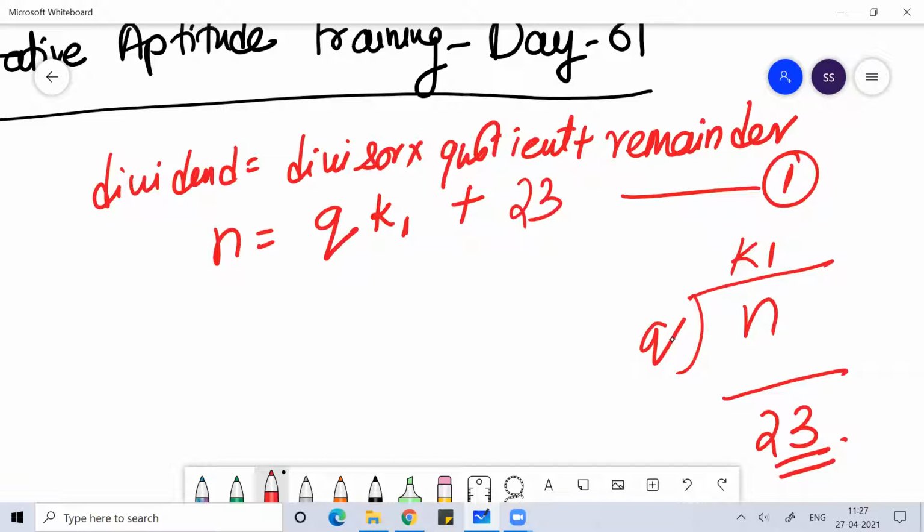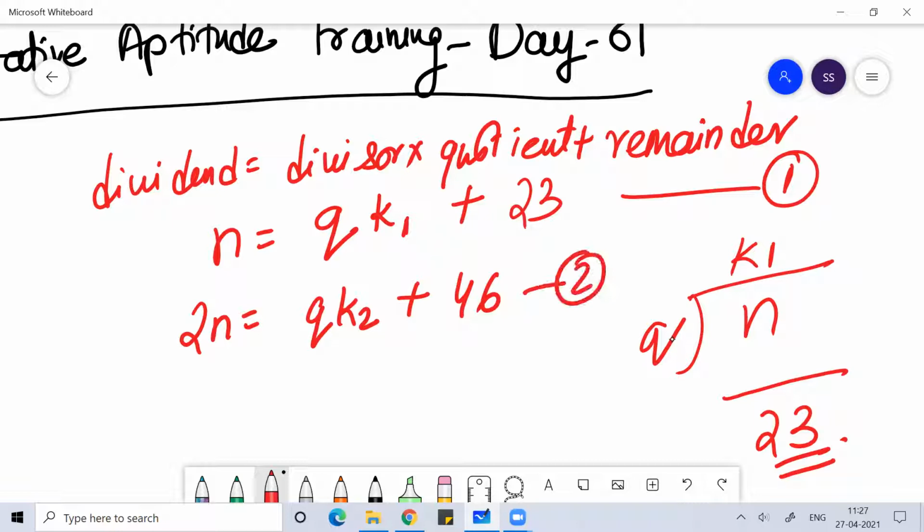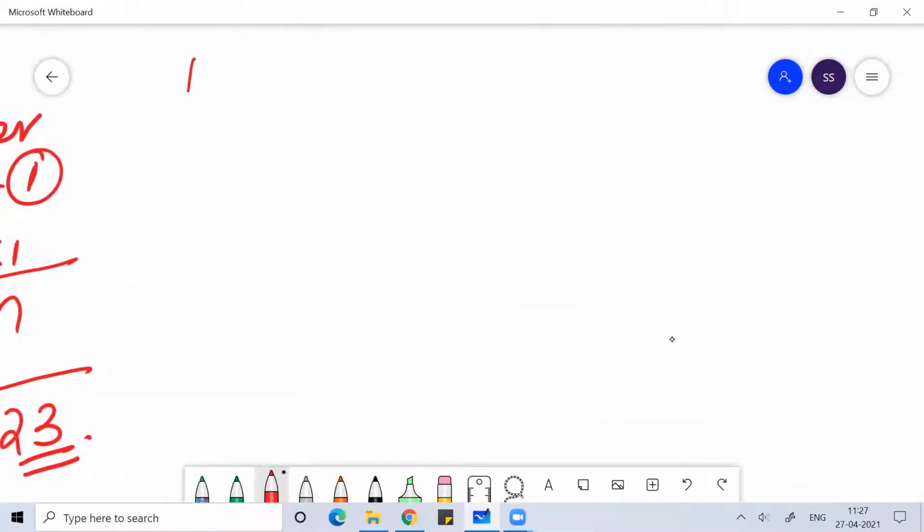Okay, guys. So if you double the number, then you may get some other quotient. But you need to understand your remainder will also get double. Whatever you do with the number, the same impact will happen to the remainder. You'll understand it better now with an example.